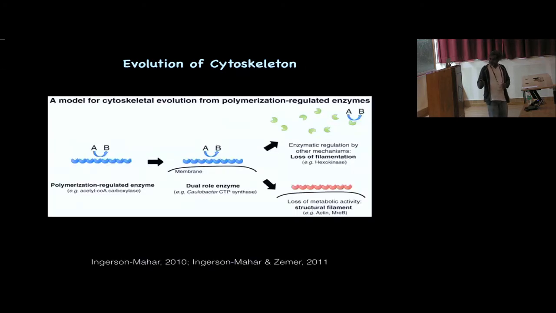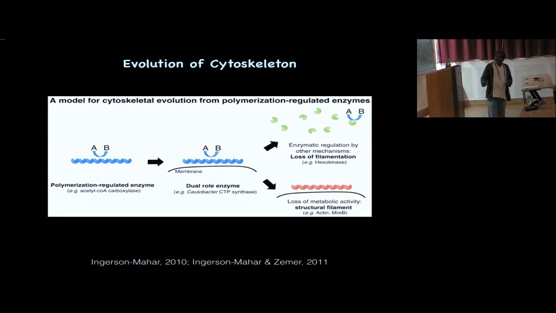It so happens that with the discovery of CTP synthase, we have an understanding of that. So there are proteins that have metabolic activity, and their metabolic activity is somehow controlled and regulated by polymerization. In the case of bacterial CTP synthase, if you polymerize, you do not have enzymatic activity, and if you depolymerize, you have enzymatic activity. It's the other way around in the human CTP synthase.